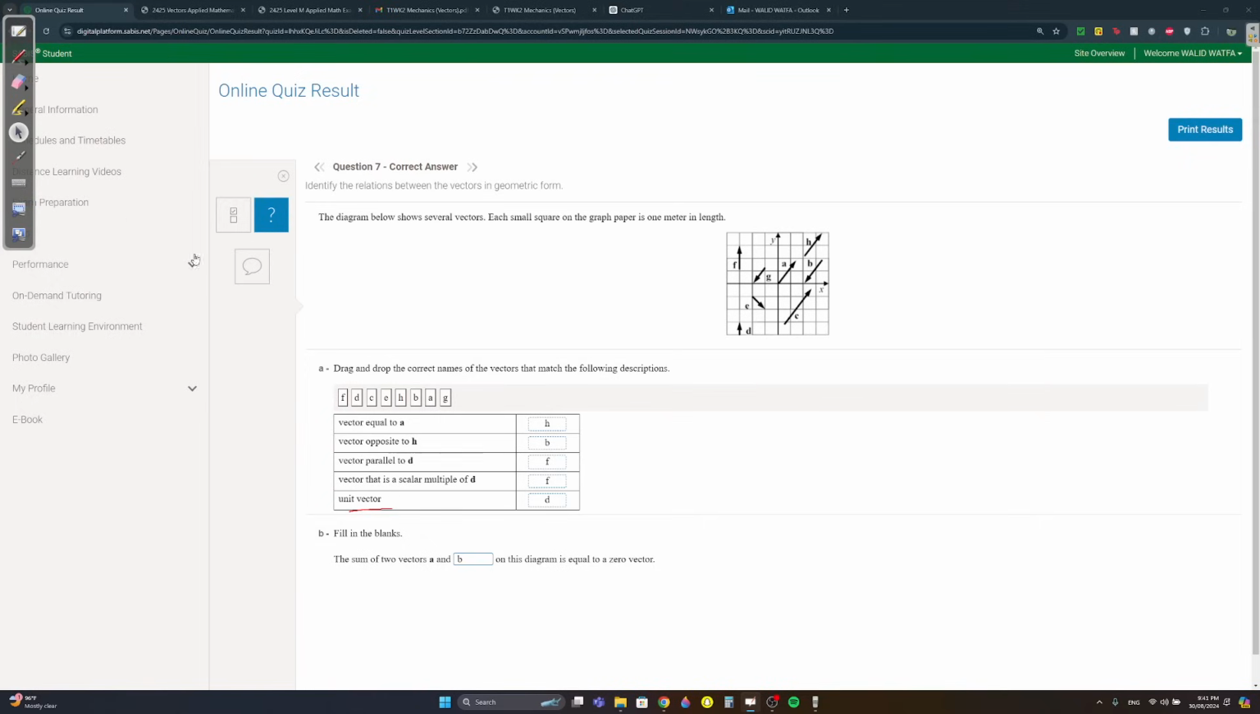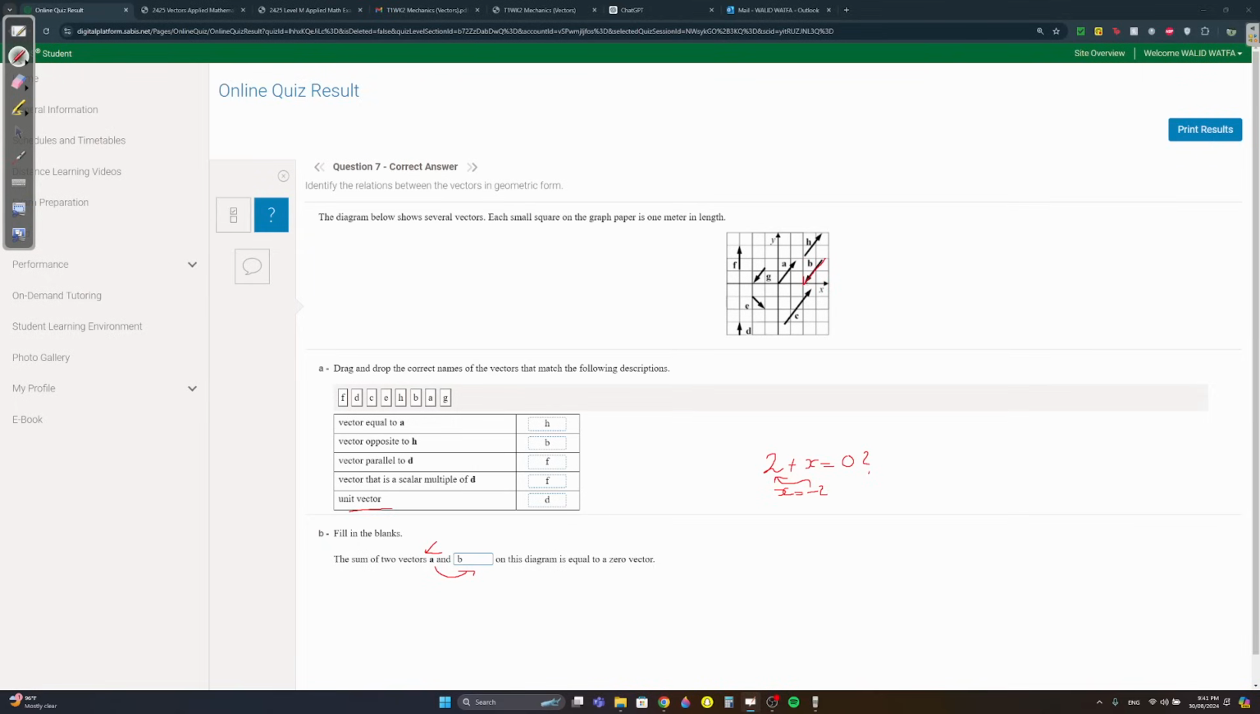The sum of two vectors, A and something on this diagram, is equal to a zero vector. So A plus what gets you a zero vector? Obviously, to add something and get 0, that means you added its opposite, right? So like 2 plus what gets me 0? Negative 2, right? X equals negative 2 because negative 2 and 2 are opposites. So what is the opposite vector of A here?